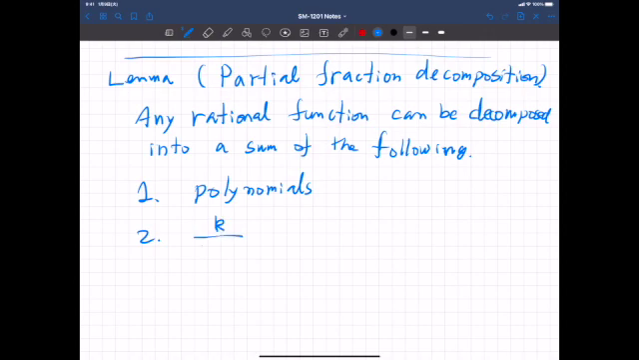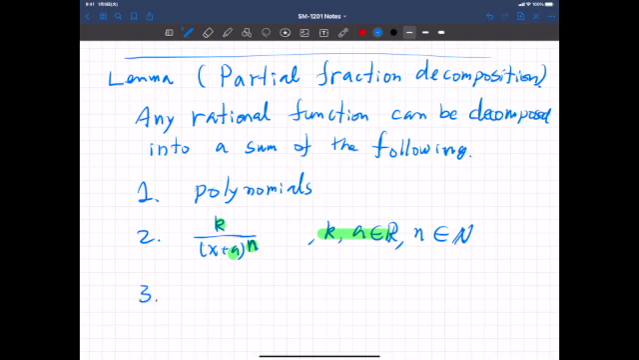K constant over x plus constant to the power of n, where k and a are real numbers and n is a natural number. Okay, so this n is a natural number, and this n is a natural number. This k and a are real numbers.